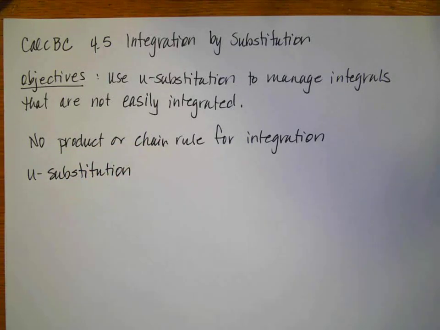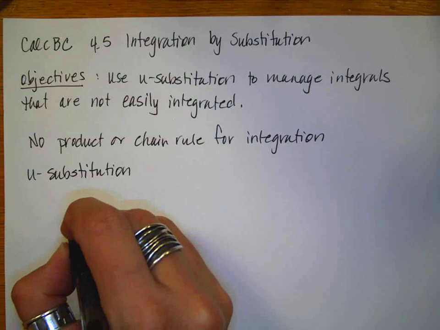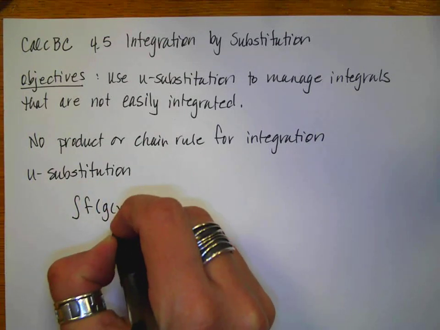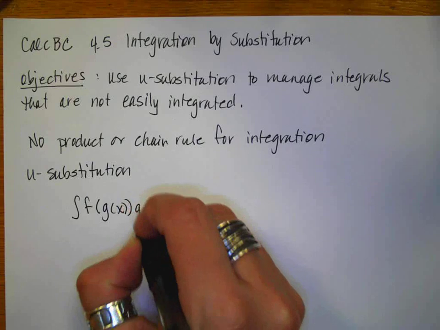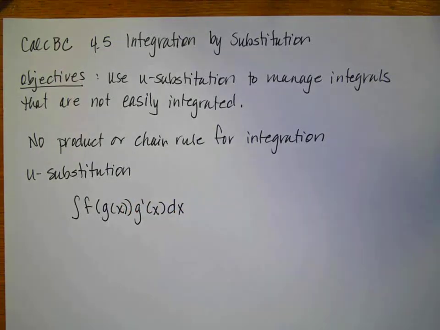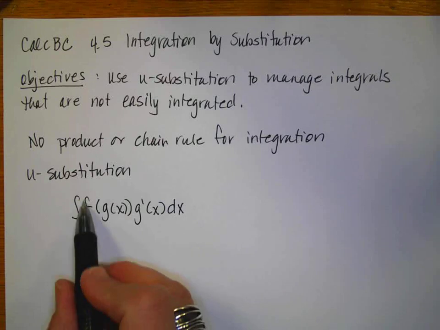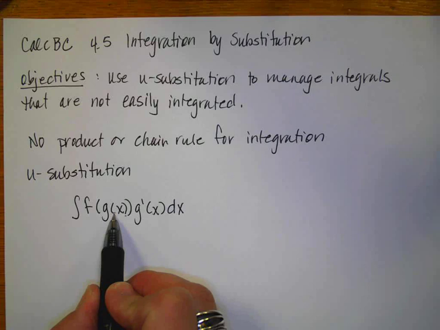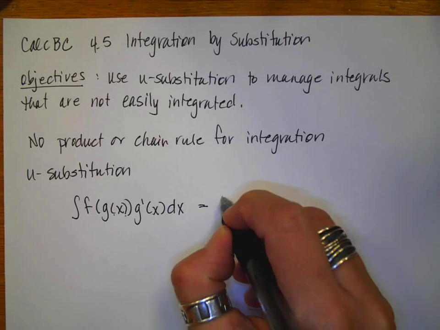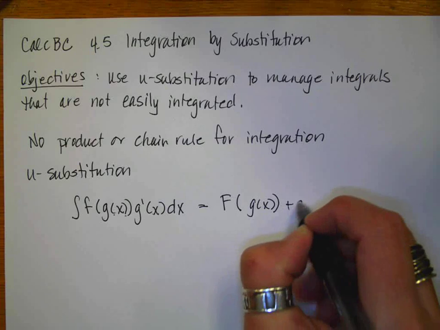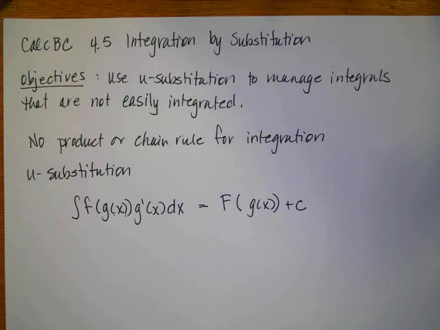All right, so let's go back and remember the way it's officially called. If I have an integral, and it is a composition of f of g of x times the derivative g prime of x dx, it really does look like the chain rule because I have a composition and then I'm taking the derivative of the inside. Well then this turns out to be f of g of x plus c.